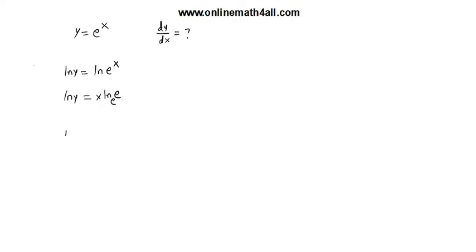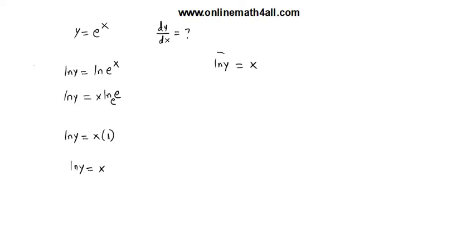So in the next step, we'll have ln y is equal to x times 1. So we get ln y is equal to x times 1, which is just x. That's all the simplification we can do using the power rule of logarithm. Now we can start finding the derivative. Here ln y is equal to x.